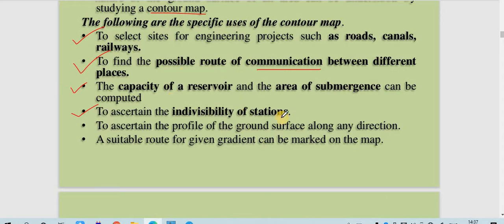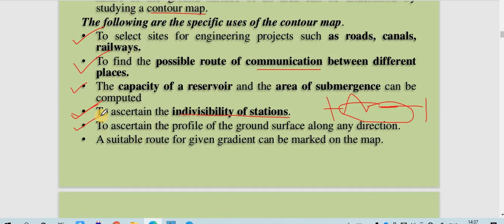To ascertain the intervisibility of the stations, if you have selected two stations, and you are preparing a contour map and you can see that there is a hill over here, then this indicates whether this point is visible or not. So intervisibility is also possible with the help of the contour map.